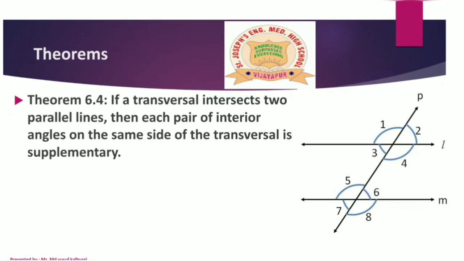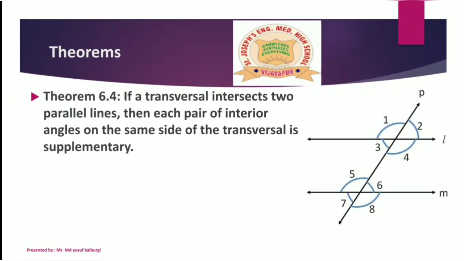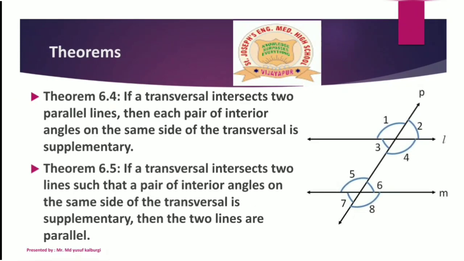So next we are going to write theorem 6.5. What does theorem 6.5 say? It is the reverse. If a transversal intersects two lines such that the pair of interior angles on the same side of the transversal is supplementary, what does that mean? If interior angles on the same side of the transversal are supplementary, then the lines are parallel.